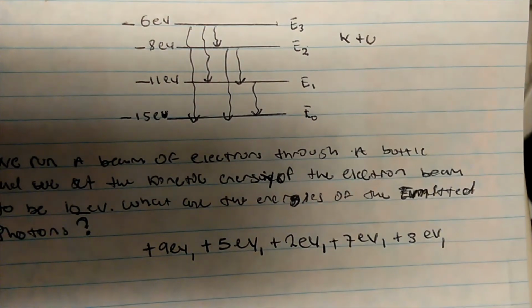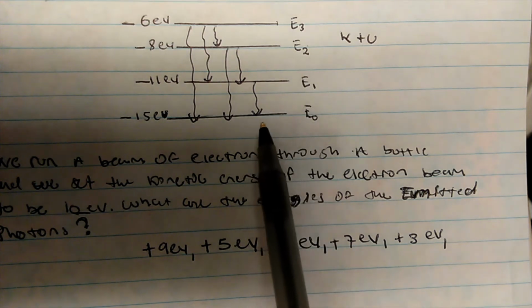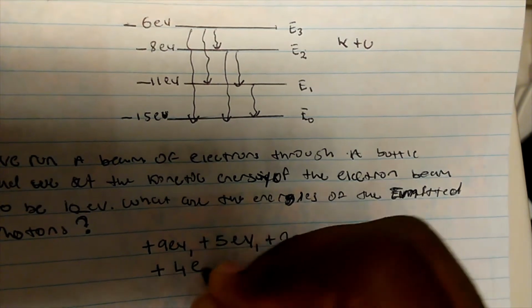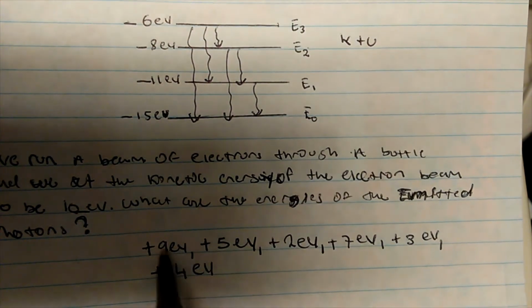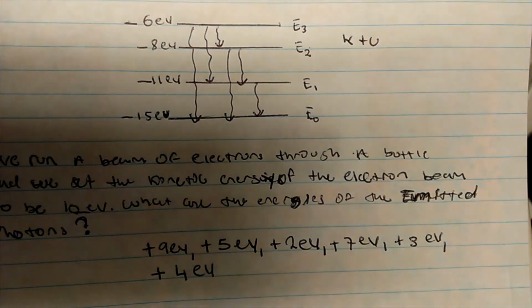And then the last one, if I take negative 11 minus negative 15 EV, I get plus 4 EV. And we get 1, 2, 3, 4, 5, 6. So those would be the energies of the emitted photons.